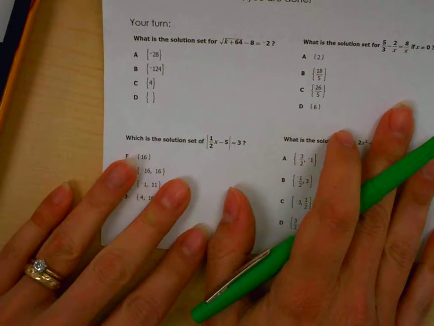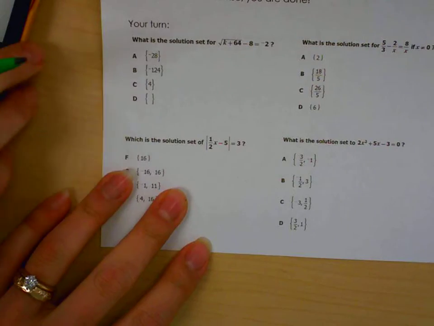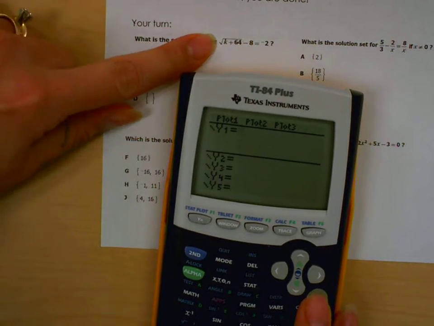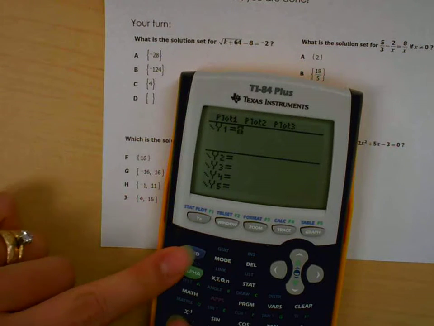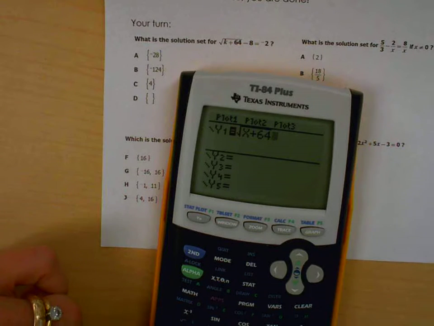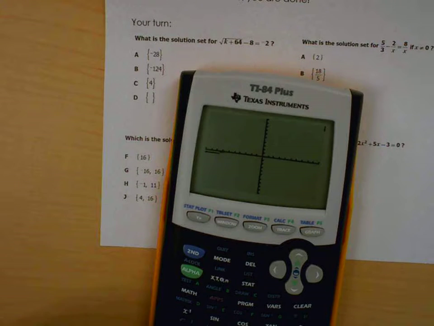Okay, so what is the solution set for the square root of k plus 64 minus 8 equals negative 2? So again, go to y equals. We're going to put the left side into y1. So we've got the square root of x plus 64 minus 8. Then we're going to put the right side into y2, so negative 2. Hit graph.